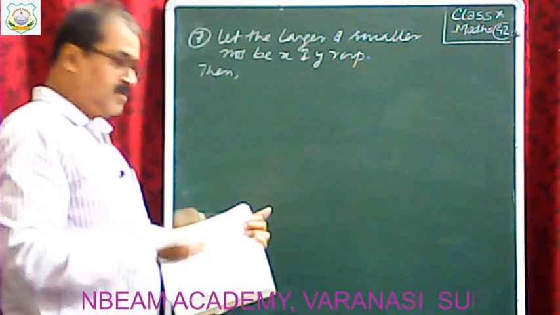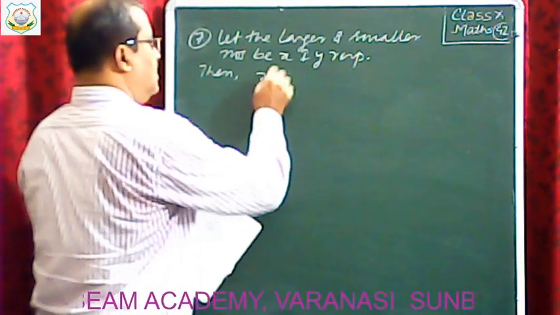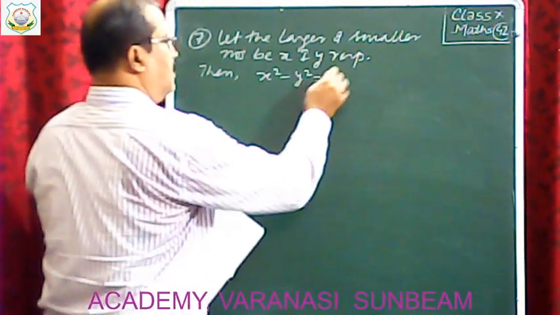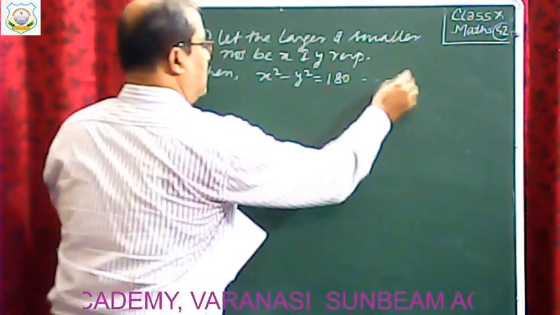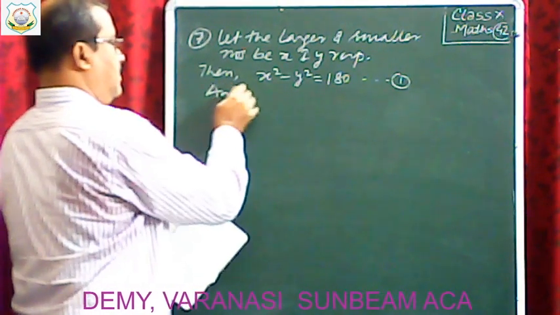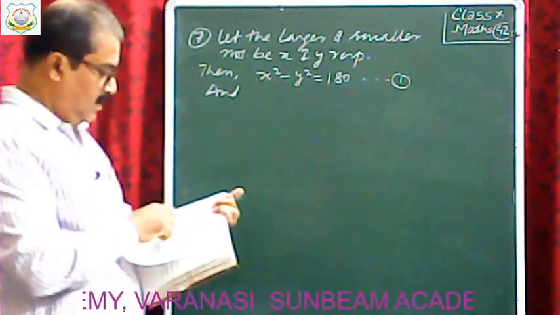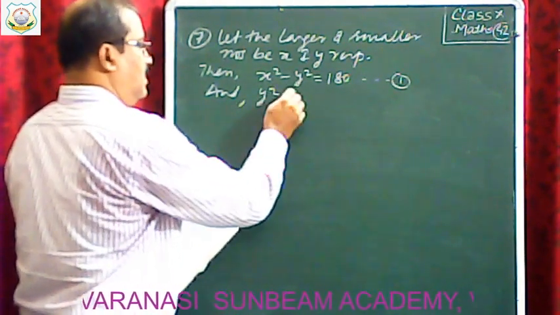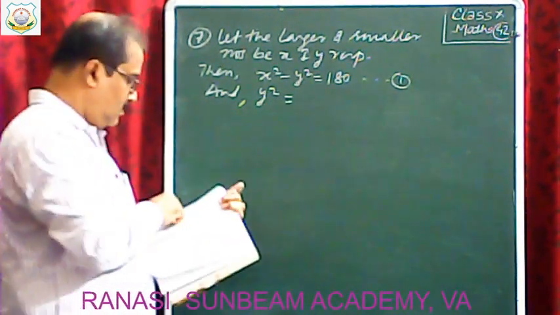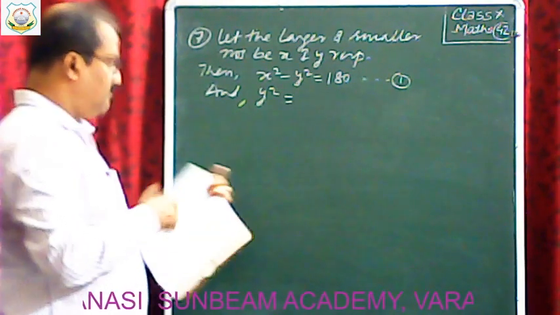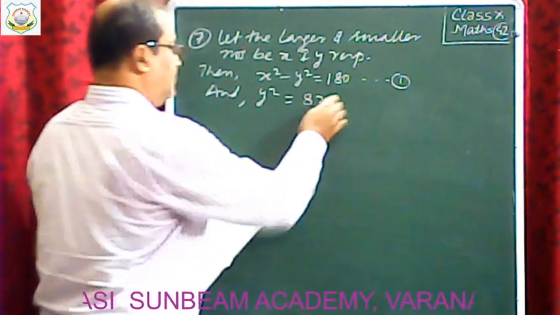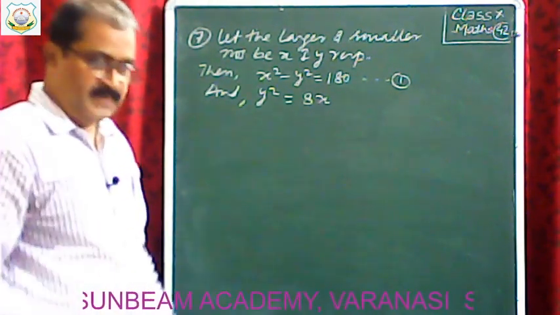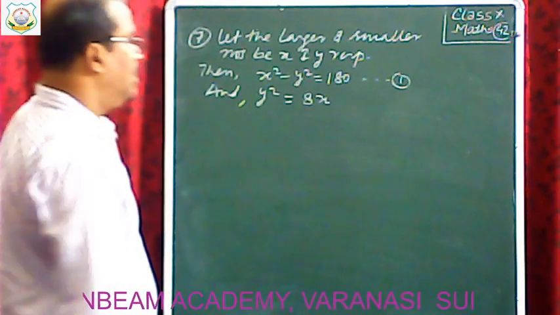Difference of squares of two numbers means x square minus y square. Larger number square minus smaller number square is 180, that is given. And the square of the smaller number is y square, which is 8 times the larger number, 8x.